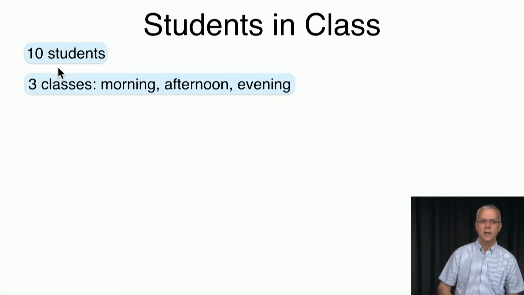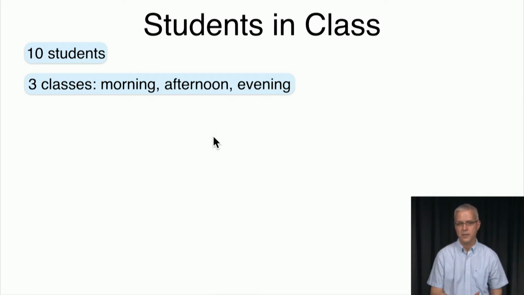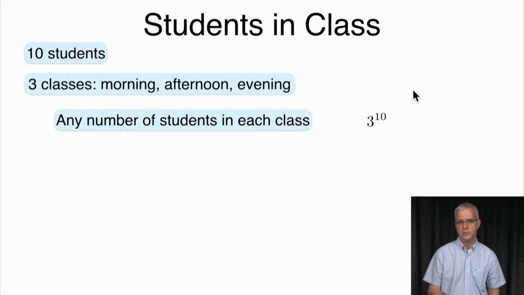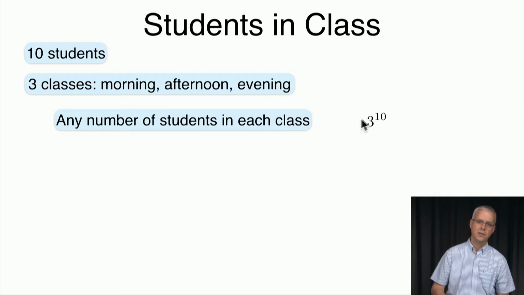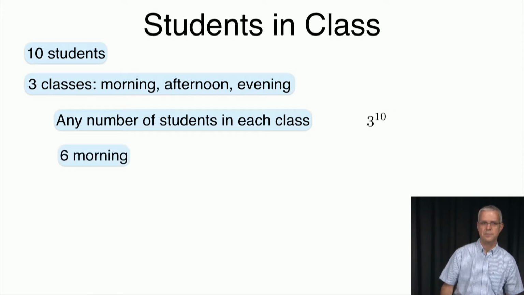Well, clearly, each student can decide whether they want the morning, afternoon, or evening, and that's true for the first student, the second student, and so on. So what we have is a Cartesian product. We have the product of all the possibilities, and as we said, any number of students in each class. So the number is going to be 3 to the 10, right? Because the first student can choose one of the three classes, and the second student can choose one of the three classes, and the number of possibilities is going to be 3 times 3 times 3, and so on, to get 3 to the 10.